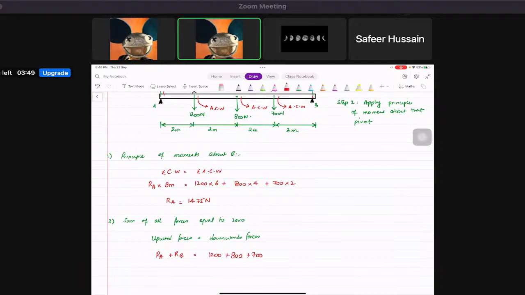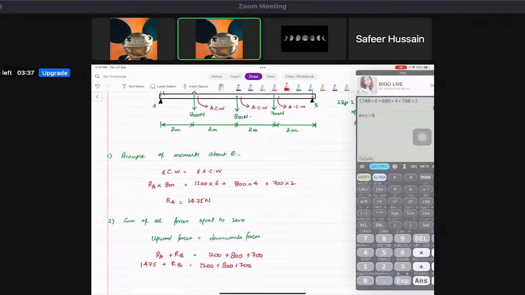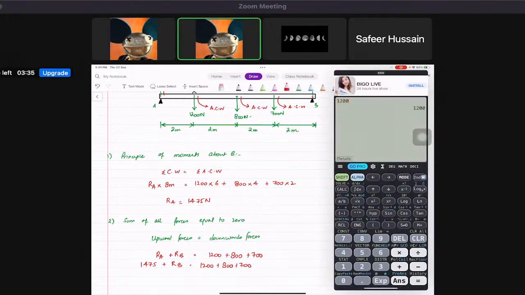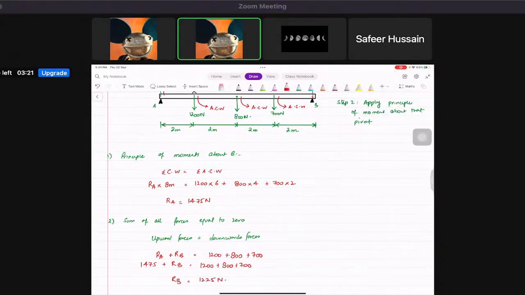We already found RA through the previous part, so we're going to write this. Now we only need to find RB. So 1200 plus 800 plus 700 minus 1475. So RB comes out to be 1225 newtons, right? Even if you had picked A, the answers would be the same. Is it clear? Both of you?